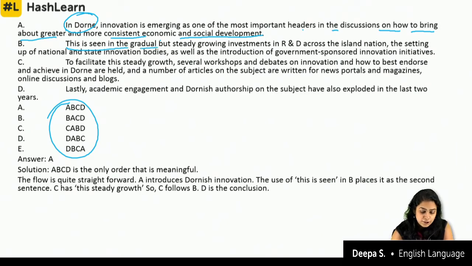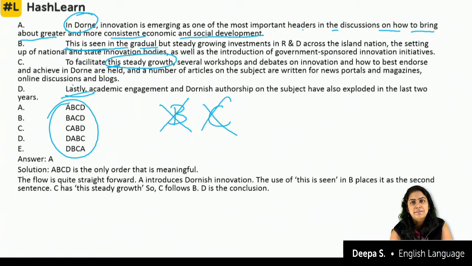Now the first thing I do is, B cannot be a starting sentence because of "this is seen." What is this? The pronoun "this" does not signify anything within the sentence. It denotes something that happens before that, which means B cannot be my starting sentence. Then look at C, "this steady growth." To facilitate this steady growth, here again there is a pronoun that is not defined earlier. So C again cannot be my starting sentence. Then I have "lastly" here, meaning D again cannot be my starting sentence. So I go with A.